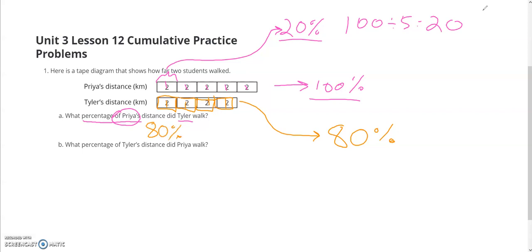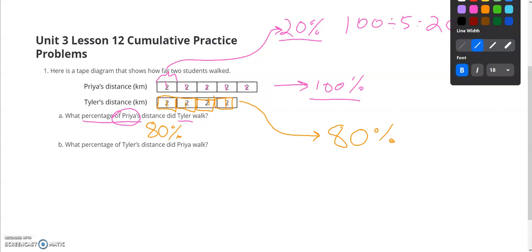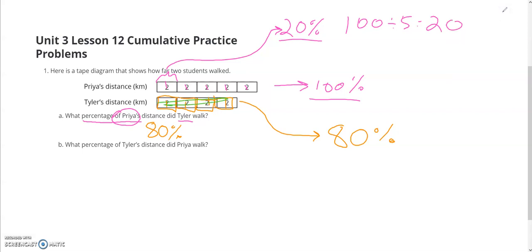We know that that makes sense because Tyler's distance is shorter than Priya's. This is Tyler's distance. Priya's is longer, so it's going to be less than 100%.